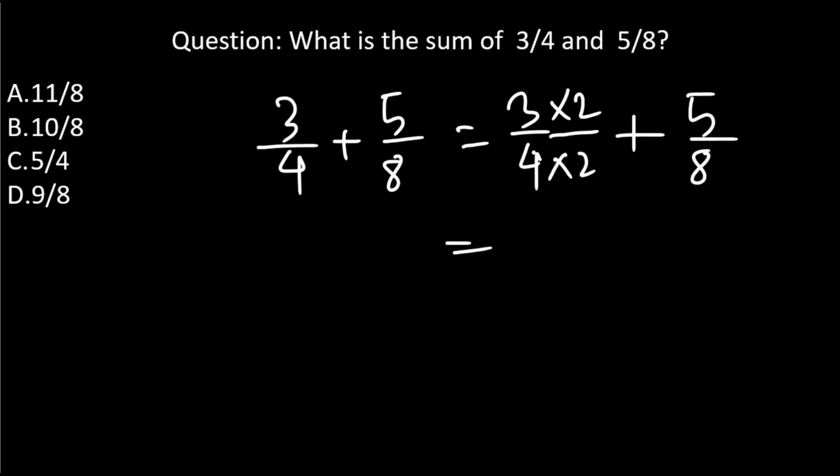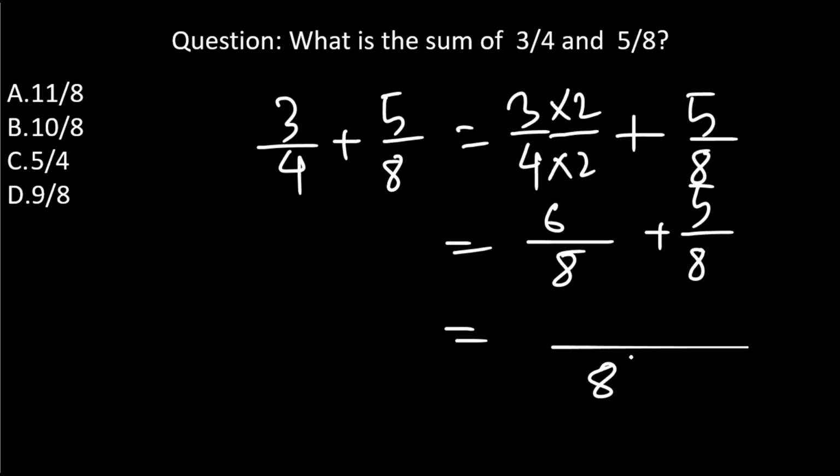So here we get 3 times 2 equals 6 over 4 times 2 equals 8, and here 5 over 8. Now we have the common denominator, so we just need to complete the addition. 6 plus 5 equals 11, so we get 11 over 8. The answer is A, 11 over 8.